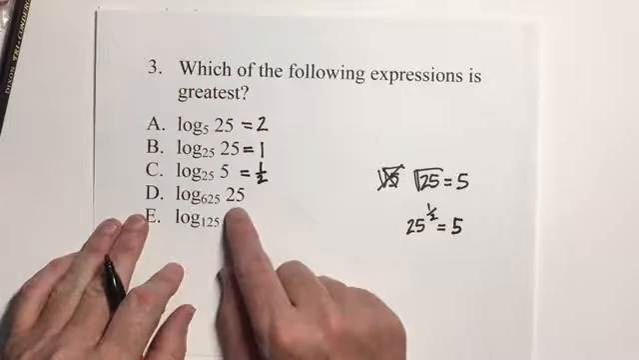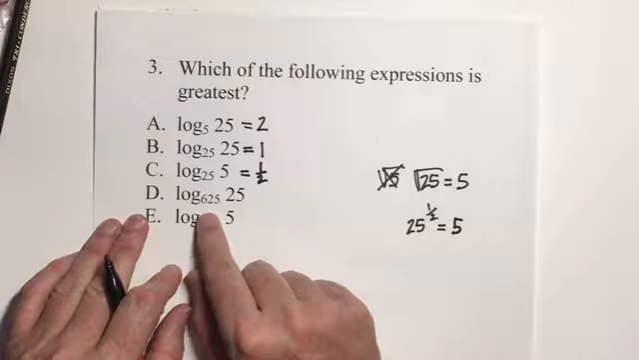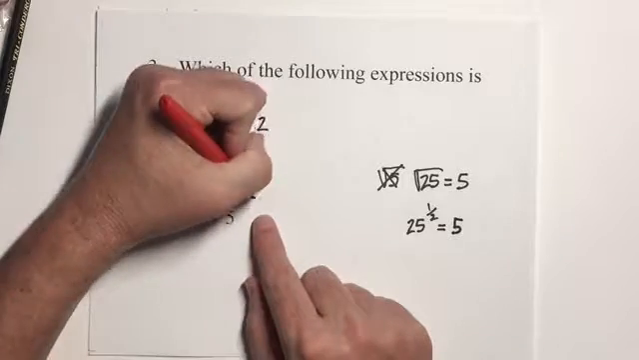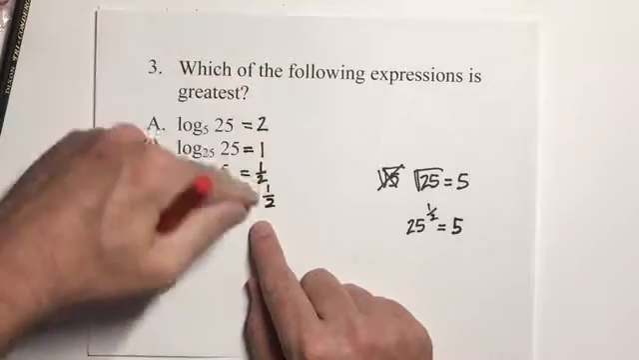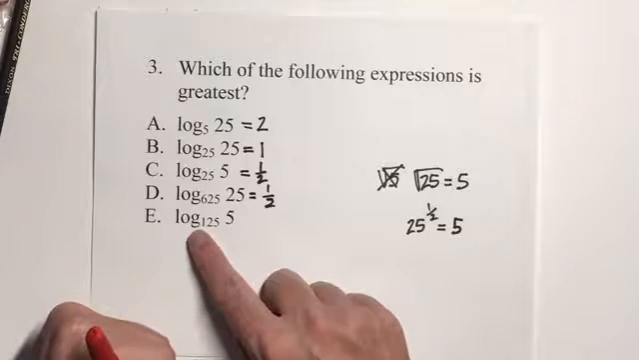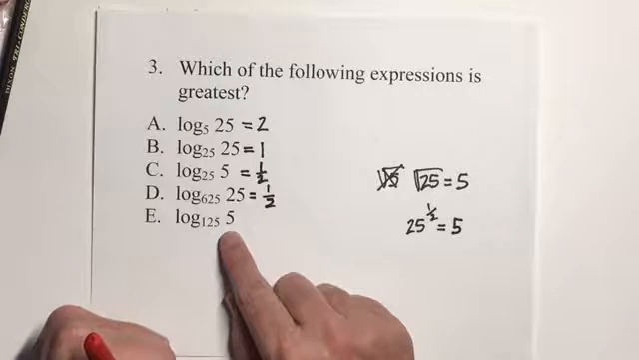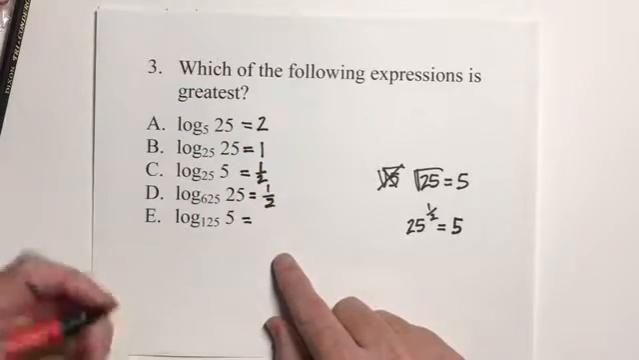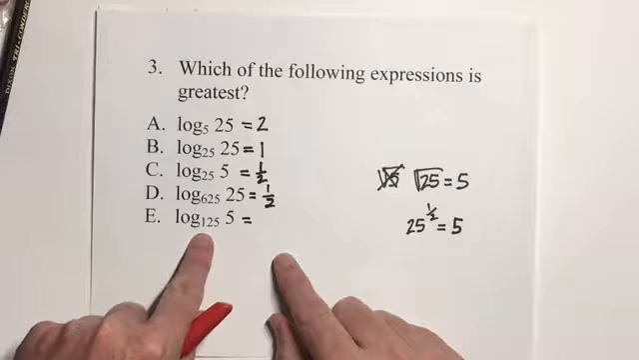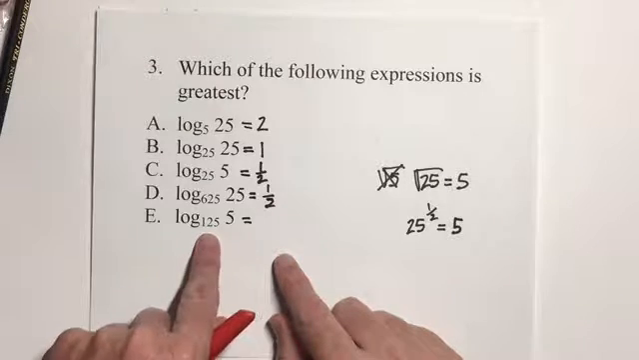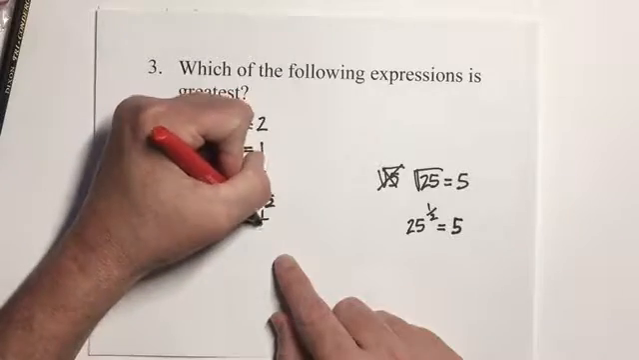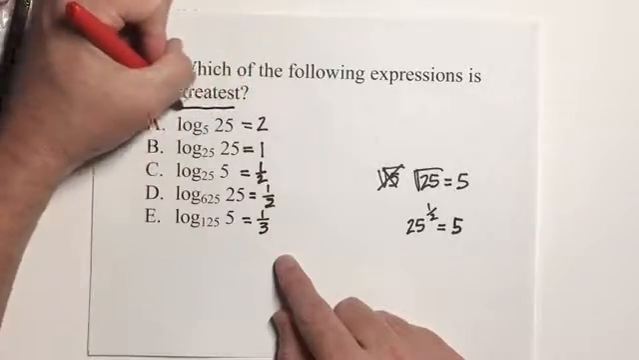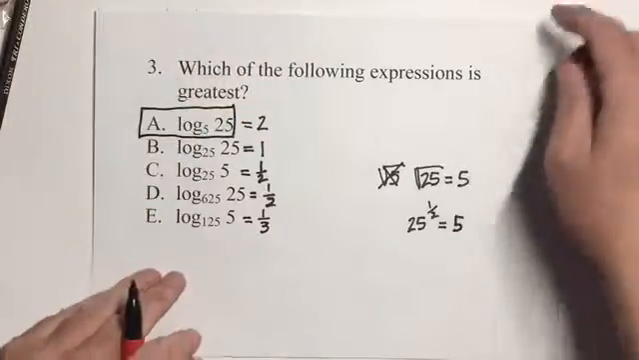Log base 625 of 25. Similarly, the square root of 625 is 25. So that means 625 to the 1/2 equals 25. And lastly, log base 125 of 5 means what number do I raise 125 to equal 5? Well, 125 is the cube of 5. So the cube root of 125 equals 5. So that would be 1/3. So which one's the greatest? Well, answer A right there. There we go.